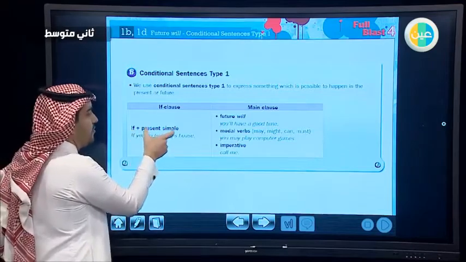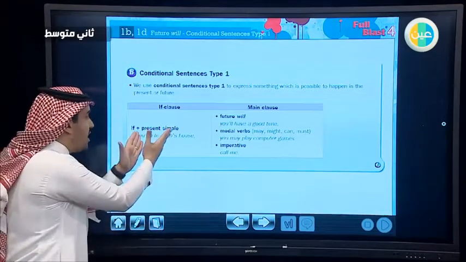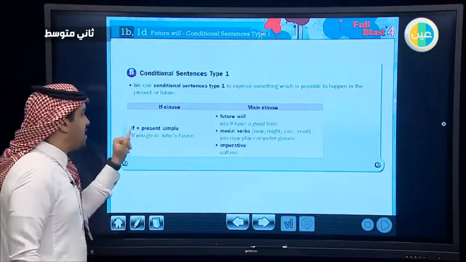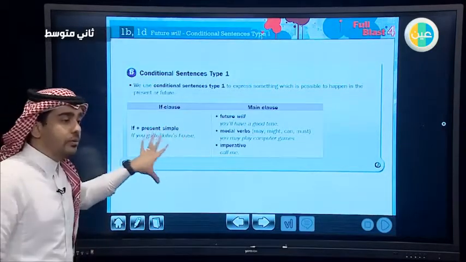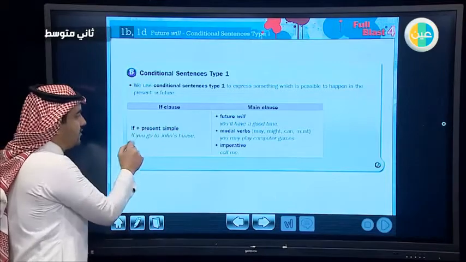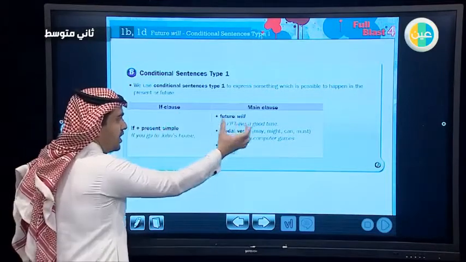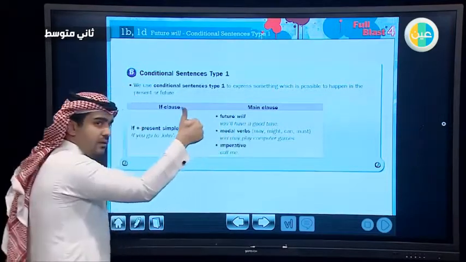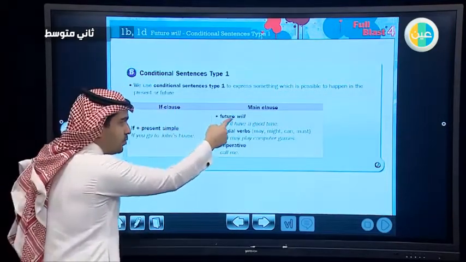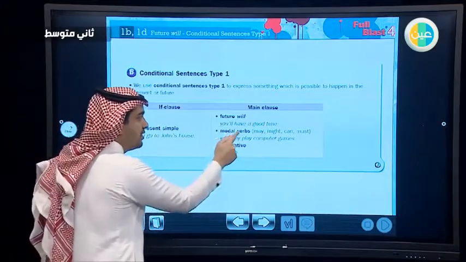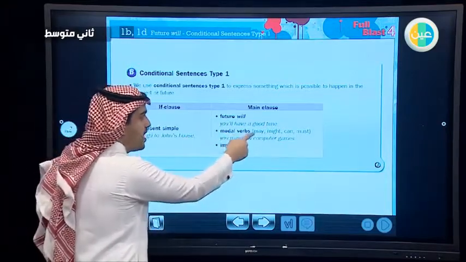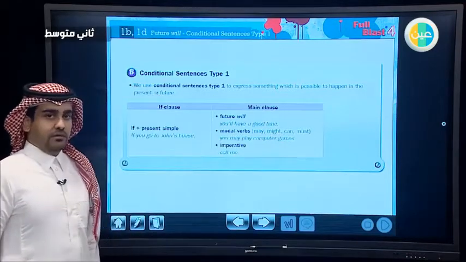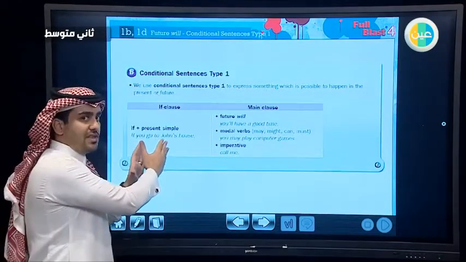If plus present simple. So we already studied the present simple. So if is followed by a sentence in the present simple. The other part, the main clause, after the comma, is either future with will, or a modal verb, which could be may, might, can, must, or imperative. Okay, so let's go back to this sentence now.